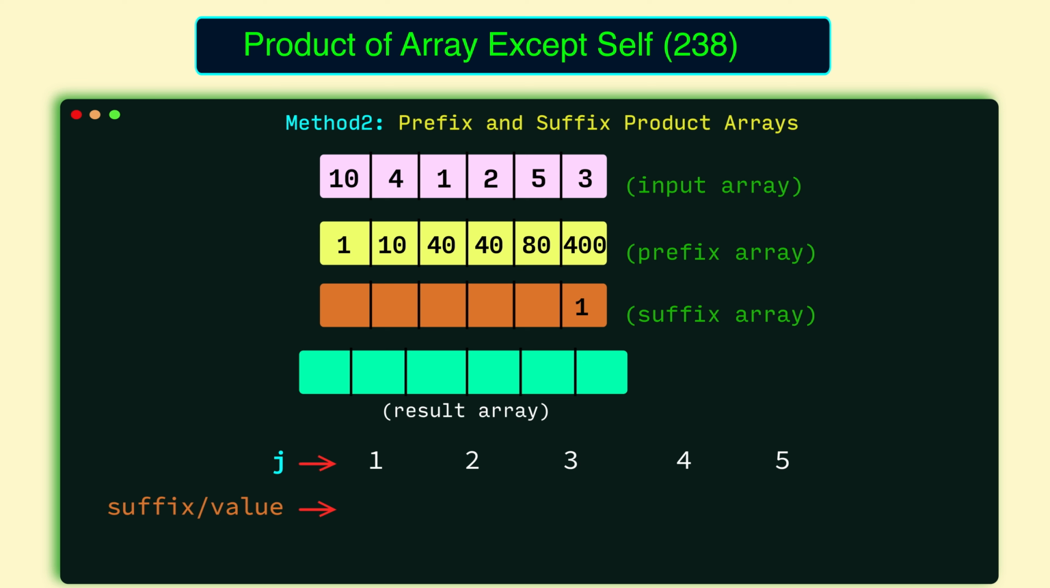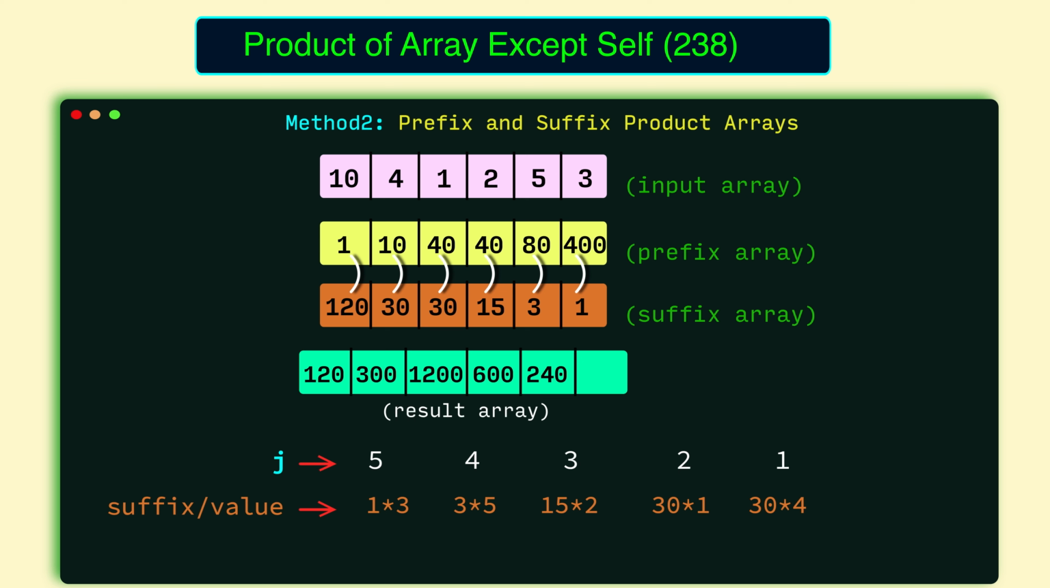Similarly, we will calculate the prefix products for all elements. Then in the same manner from the end of the array, suffix products will get calculated using a separate loop. And at last, we'll fill our resultant product array by multiplying the prefix and suffix at the same index, right? So we have achieved the final result without nested loops.